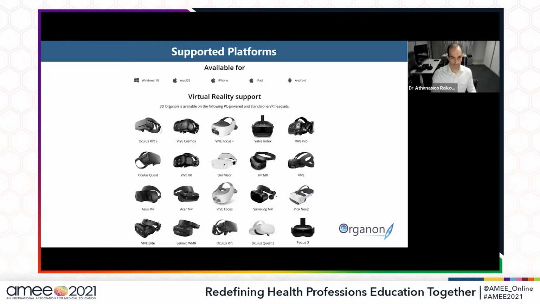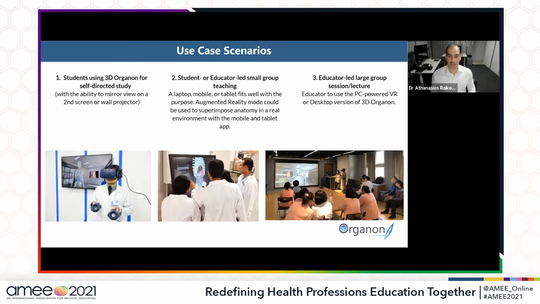There are a lot of different use cases where to deploy 3D Organon. The simplest method is just students using 3D Organon for self-learning study. They can do this using their personal devices, or if this happens on a lab computer or an institution computer, they have the ability to mirror what they see on a screen, and then they can discuss this with other colleagues in a small group learning, such as in the case of number 2. For example, I have some of my students here using a big touch screen.